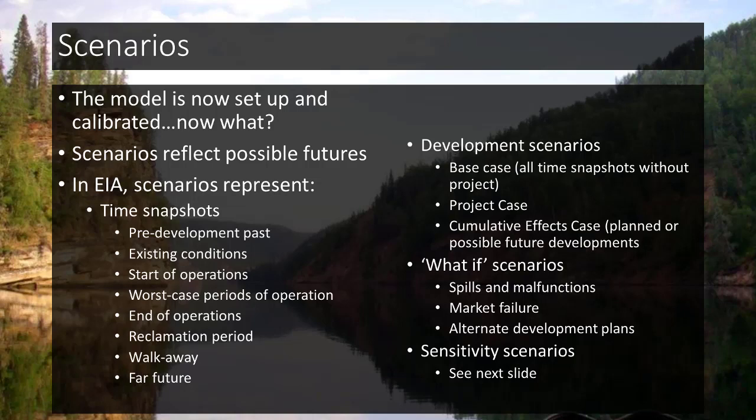So some of the relevant time snapshots, and this doesn't imply that a certain EA or an EIA will have all of these, but these are some common ones that might be relevant to a project. So a pre-development past, we talked a lot about that in regards to Site C in the Peace Athabasca Delta. We can't go back and measure the past, so we might need to simulate it. What did the Peace Athabasca Delta or the Peace River or some area look like long before humans came along and dammed up the river?